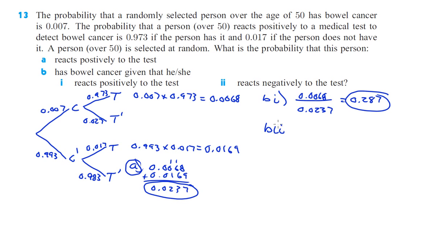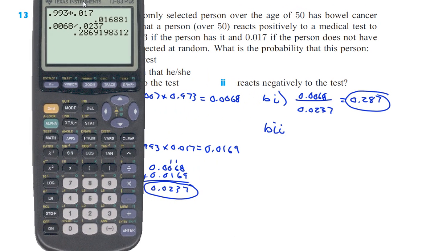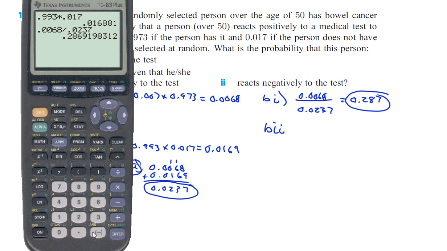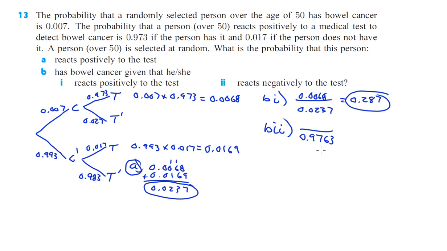So if we're doing B II, we've got this here. So we know that here's the two that react negatively to the test. So that needs to be the complement of this here, right? Because these are the people that reacted positively. So the people that react negatively and the people that react positively should add up to 100. So let's do 1 minus 0.0237. And that gives us 0.9763. Okay, so those are the people that react negatively to the test.